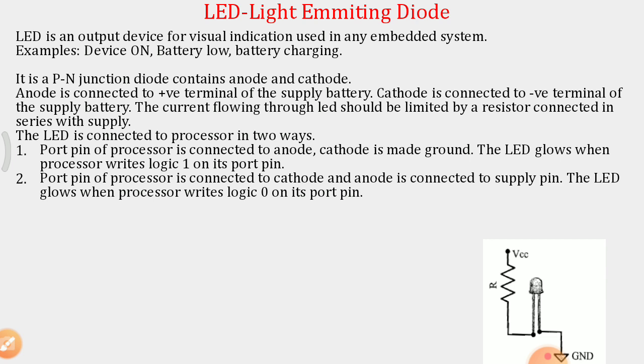The second point is where a port pin of a controller is connected to the cathode and the anode is connected to a supply pin. Now the LED glows when the controller writes logic 0 on its port pin. That is, when port pin is 0, LED glows. When port pin is 1, LED turns off. So this is logic low level, low signal.